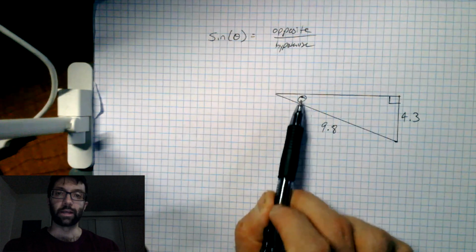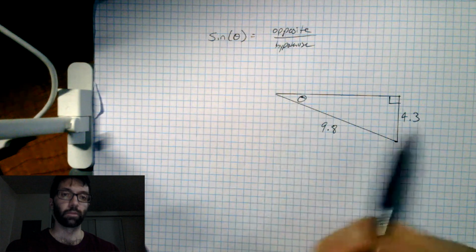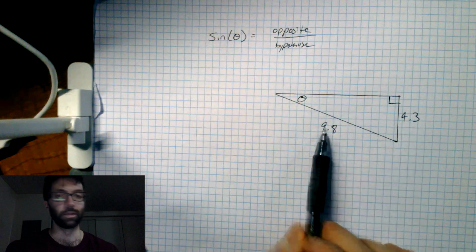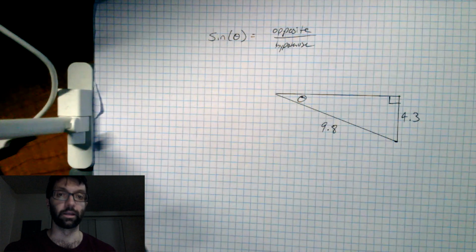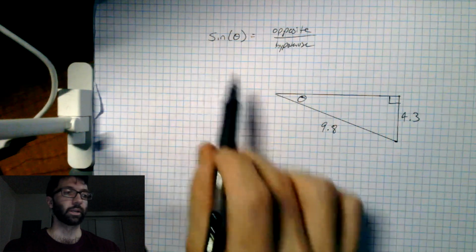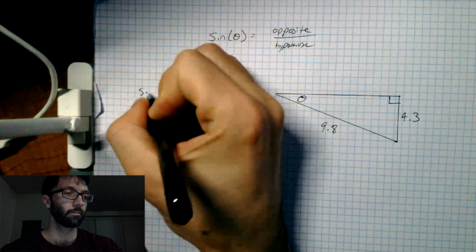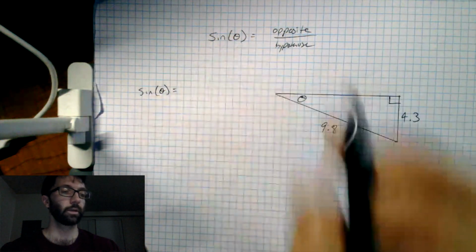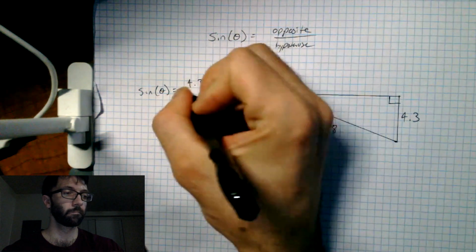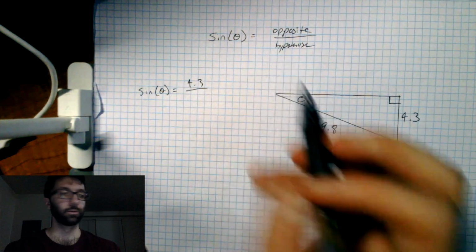So here we're asked to find this angle theta, and again we know a couple of sides, and the sides we know are the opposite side and the hypotenuse, which makes the inverse sine what we're going to end up using here. So I'll set it up just the same way. The sine of this angle is going to equal the opposite side, which is 4.3, divided by 9.8, which is the hypotenuse.